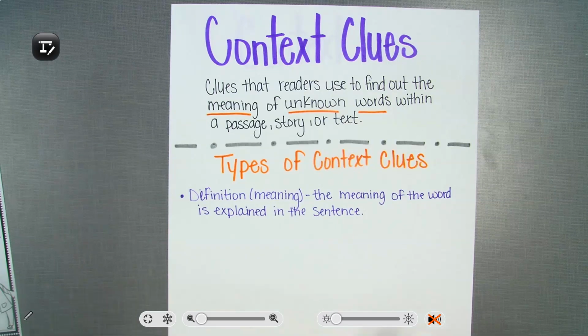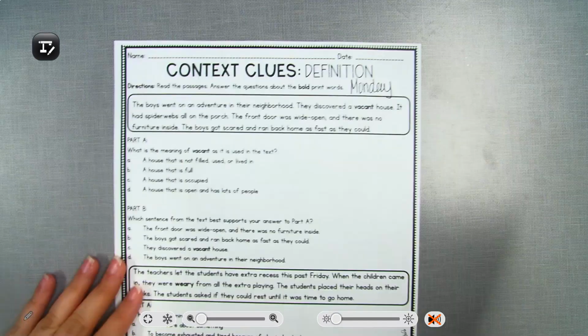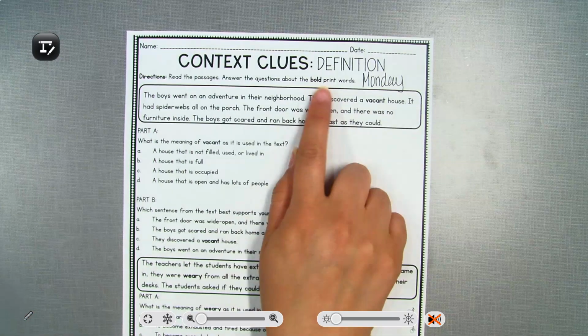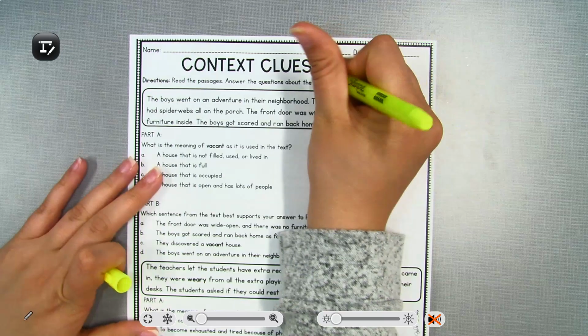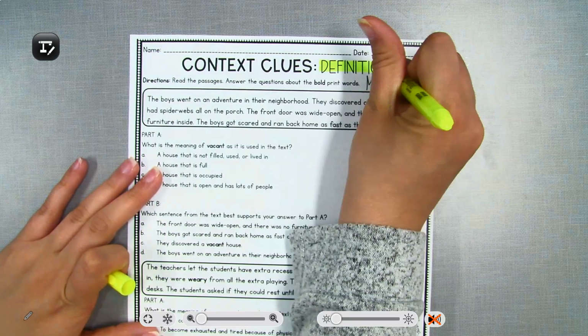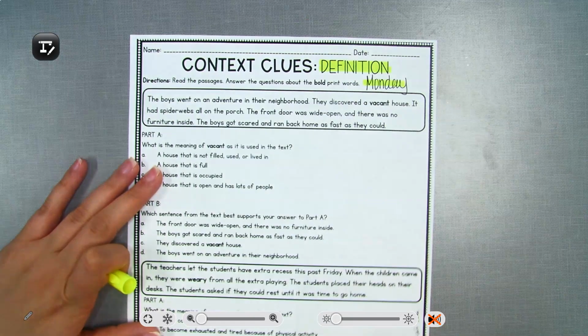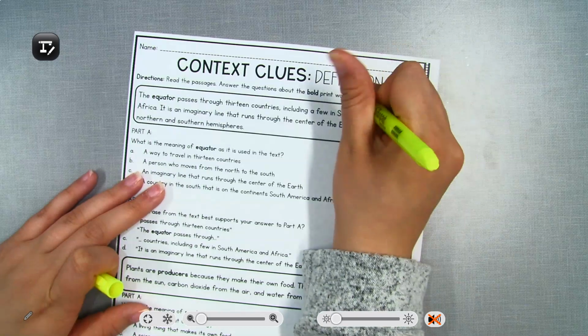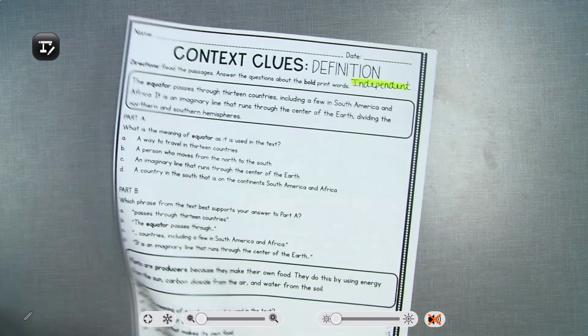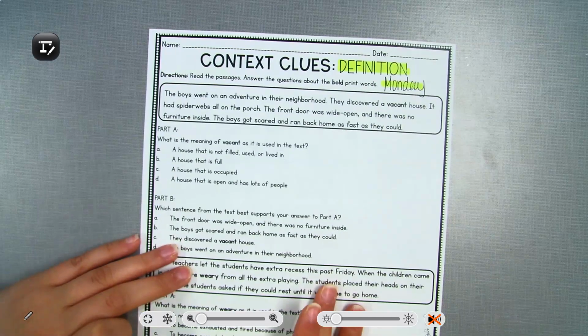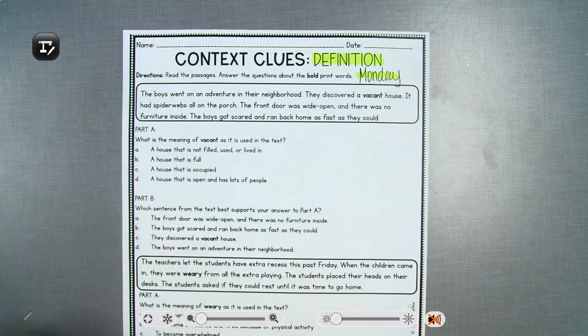So you have a handout that says context clues definition. We're on the definition one for today. You have several of these for the week, but we're on the one that says definition Monday. Now there is a back. The back says independent. That is for you to do on your own to practice. We're going to do the front together so you can see how we use context clues to help us understand words that we may not know.